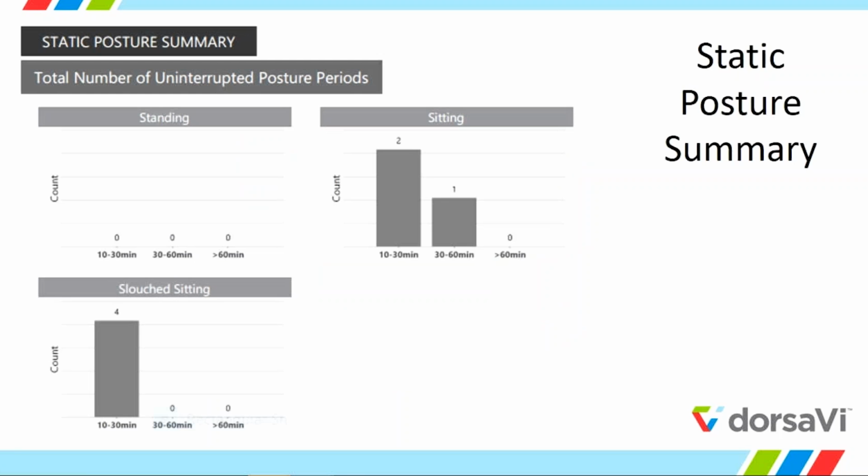All right, so static posture summary. This gives you the total number of uninterrupted posture periods. While they were standing, there were none. That means that they were kind of moving around. While they were sitting, they had 2 episodes where they sat for 10 to 30 minutes, and 1 episode where they sat for 30 to 60 minutes. Episodes where they sat longer than 60 minutes. This is really good information for those folks who don't realize how much they're sitting. And then it tells you the same thing, how much of that was slouched. So 4 episodes of sitting for 10 to 30 minutes in a slouched position.